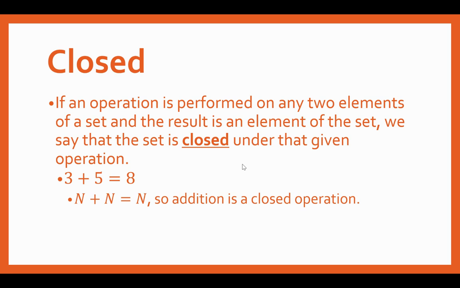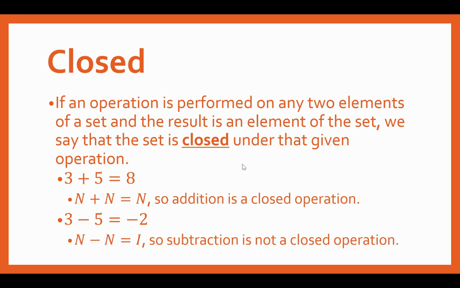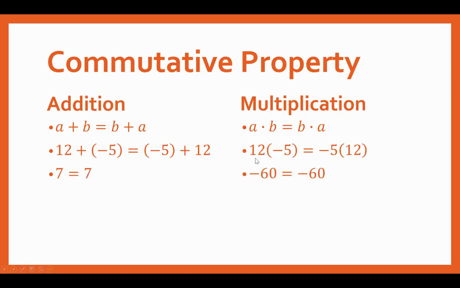We like this. However, if I go 3 minus 5 is negative 2, I have a natural number minus a natural number, and I'm getting an integer. Oh, that's not good. So that is not a closed operation. So in your homework, you're going to be finding closed or not closed operations as you go. Well, with that knowledge, we can then take it a step further and talk about a couple of the properties you learned about back in algebra.